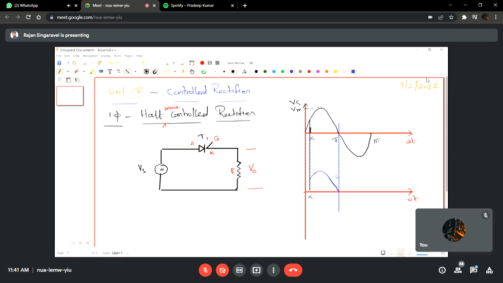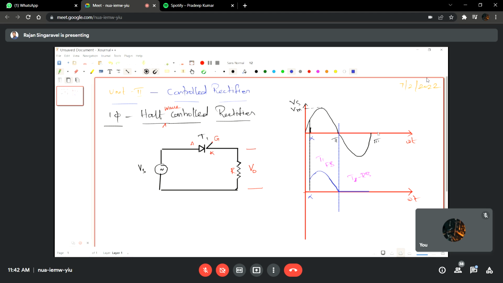And it completes its conduction at omega t equal to pi. And after omega t equal to pi, the T1 is reverse biased. Here the T1 is forward biased. During this condition, T1 is reverse biased. So there is no voltage across the load terminal. So if you see this, only one half wave is controlled and it is available across the output.